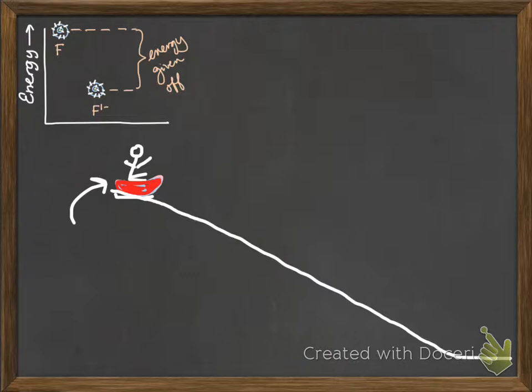Now, what happens if the kid goes down the hill? Whee! When they get down to the bottom, they don't have any gravitational potential energy. They're much more stable. They're lower energy. That's what we're talking about.